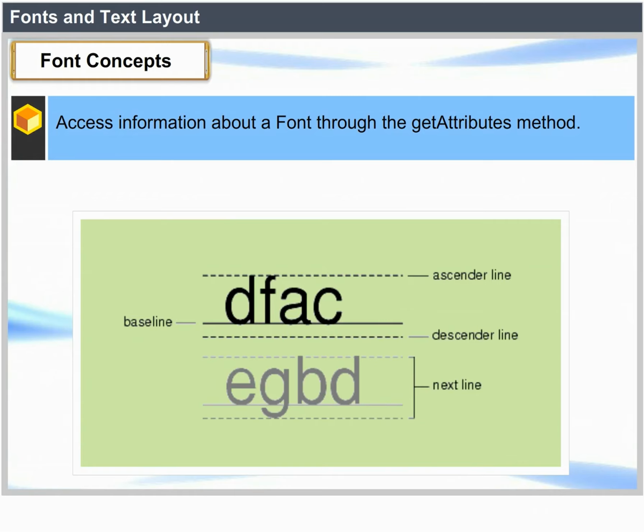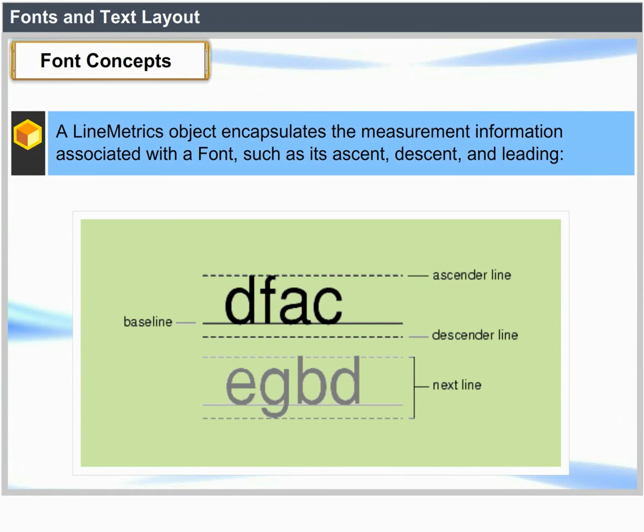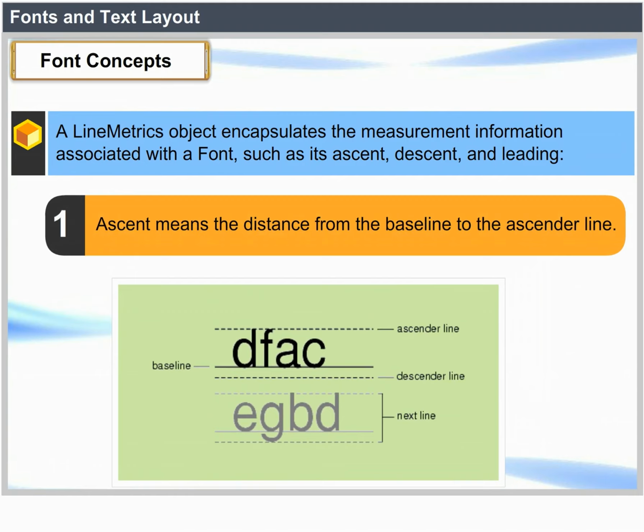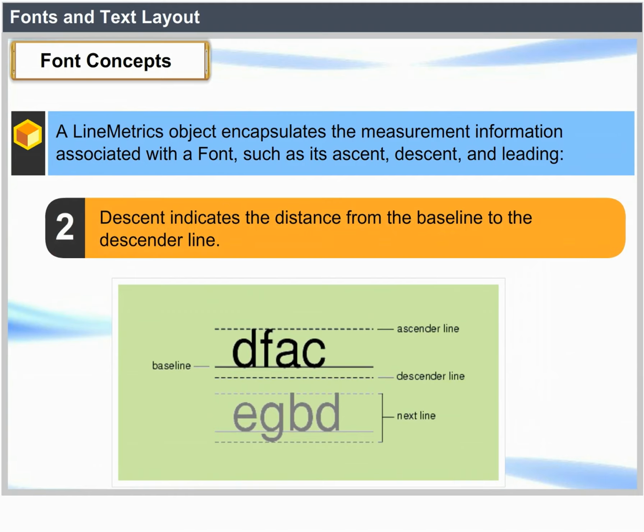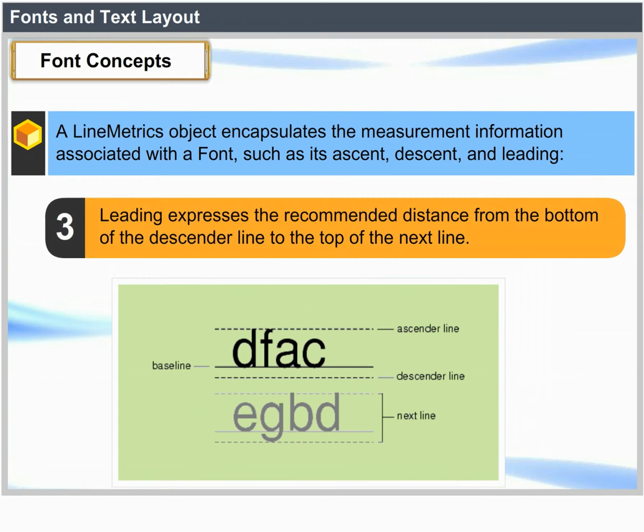Access information about a font through the getAttributes method. A LineMetrics object encapsulates the measurement information associated with a font, such as its ascent, descent, and leading. Ascent means the distance from the baseline to the ascender line. Descent indicates the distance from the baseline to the descender line. Leading expresses the recommended distance from the bottom of the descender line to the top of the next line.